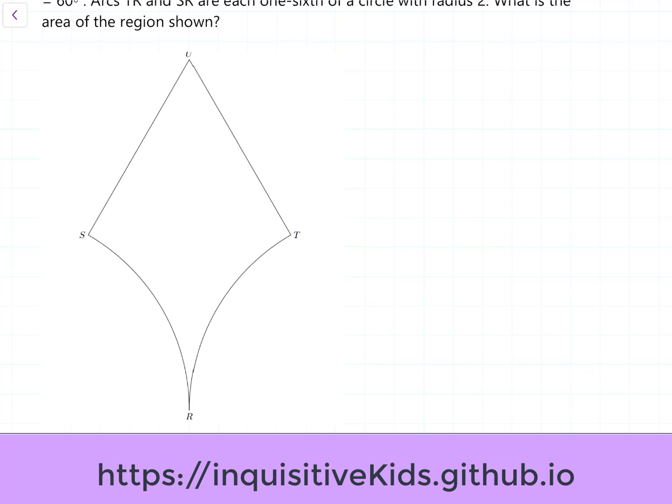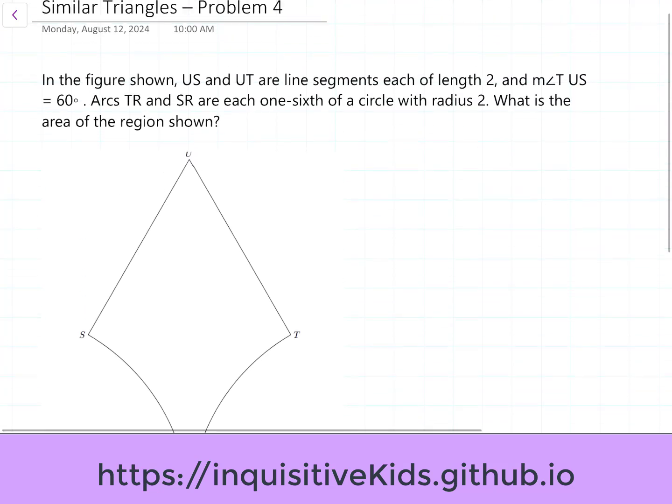As you can see, here we have a very irregular region. So whenever we're trying to find the area of an irregular region, we're going to try to break it up into regions that are regular, that we can easily find the areas of, and make it into basic shapes such as rectangles, triangles, or circles. Let's reread the problem and see what we know already.